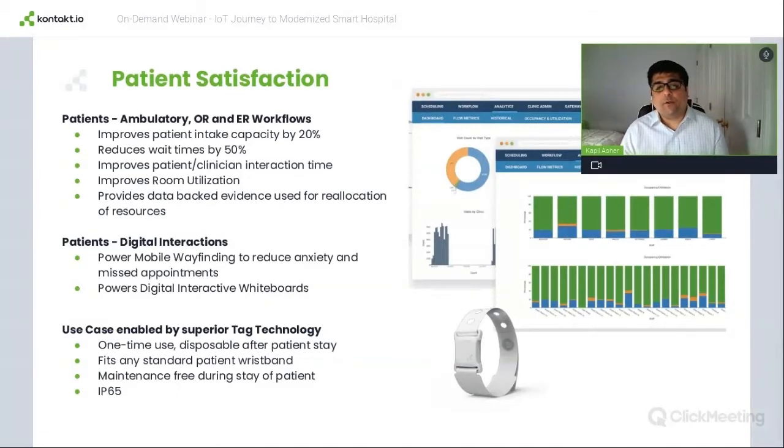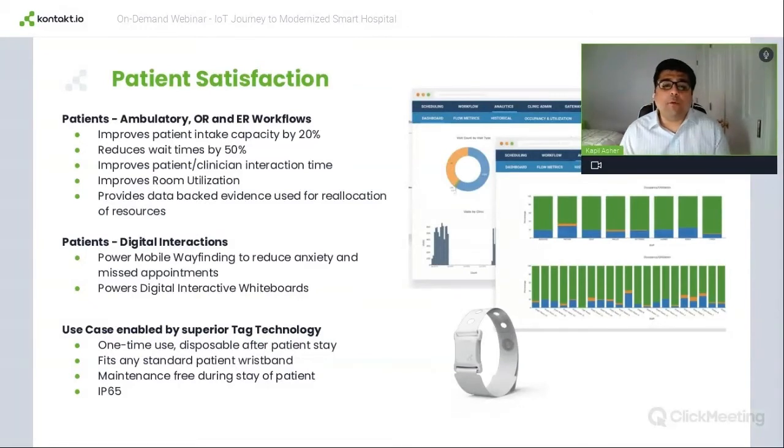The second thing we are doing with improving patient satisfaction is digital interactions between the patient and the health system, right? So think about your MyChart app when you have your appointment ready, but you don't know where your doctor's office is. We are providing digital indoor turn-by-turn navigation using our wayfinding beacons so that the patient can get to their doctor's office for their appointment on time. Missed appointments is one big metric that the healthcare industry is measuring. We are helping them reduce their missed appointments by a significant percentage.